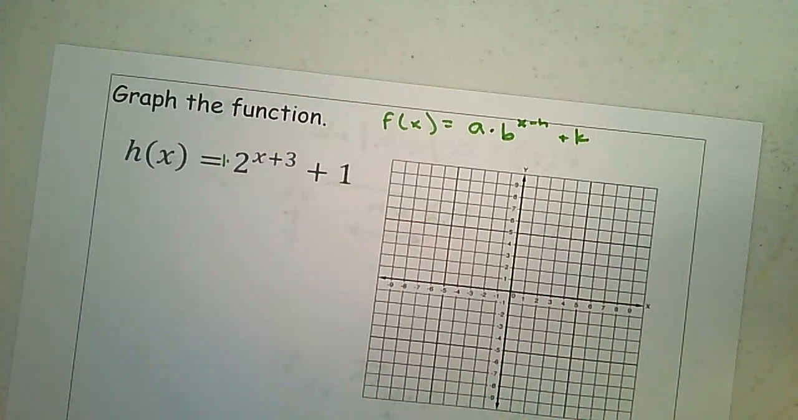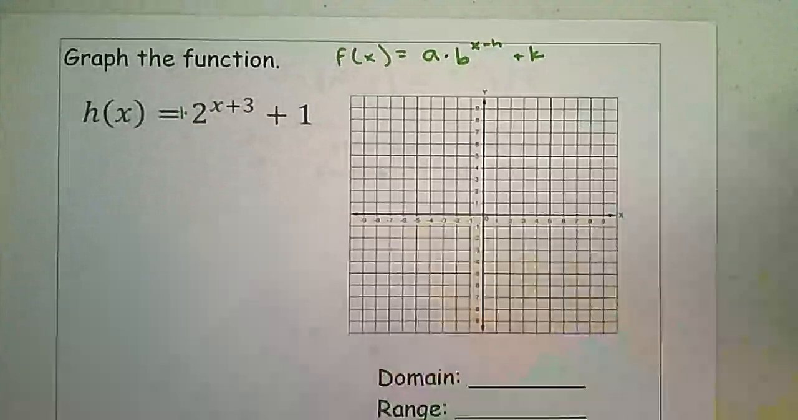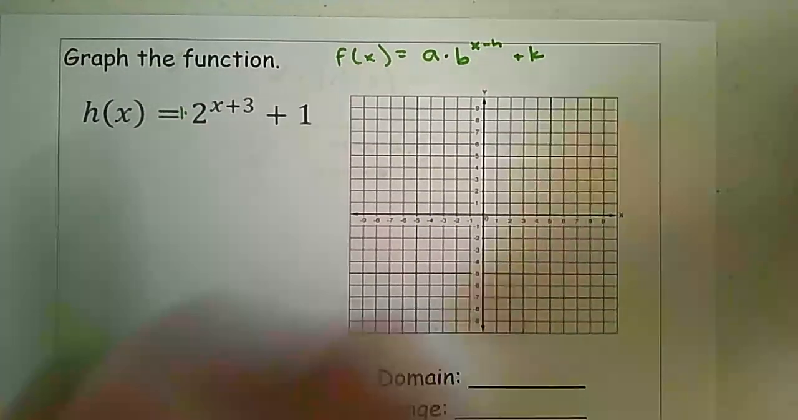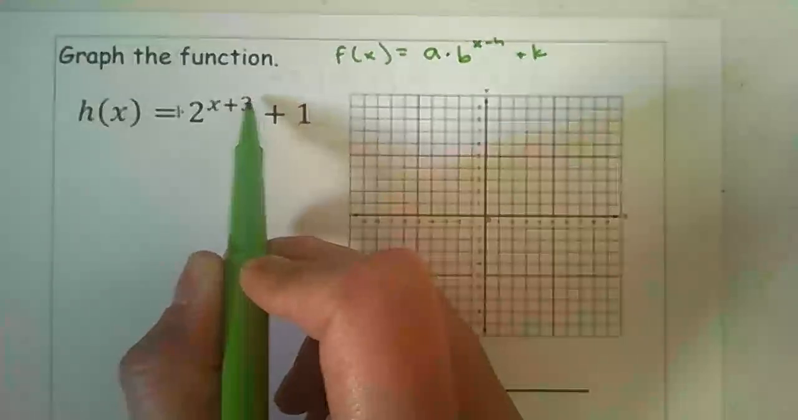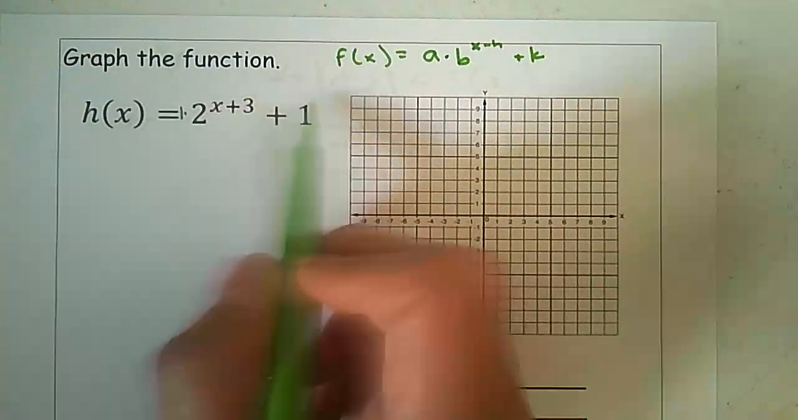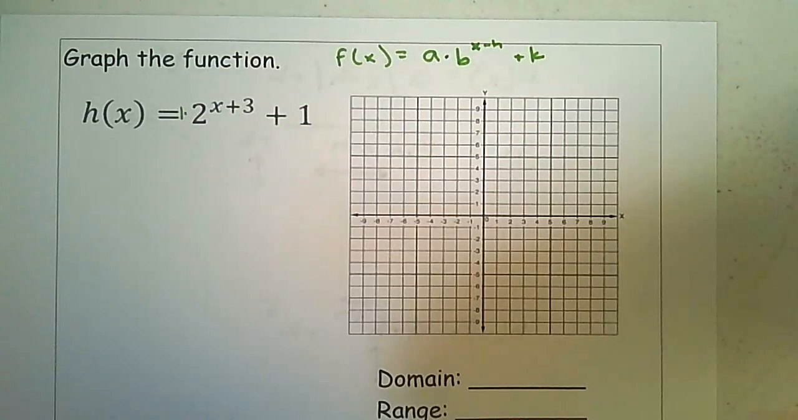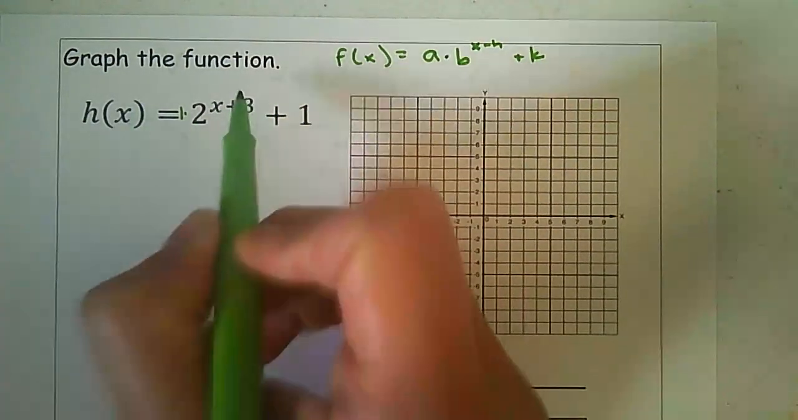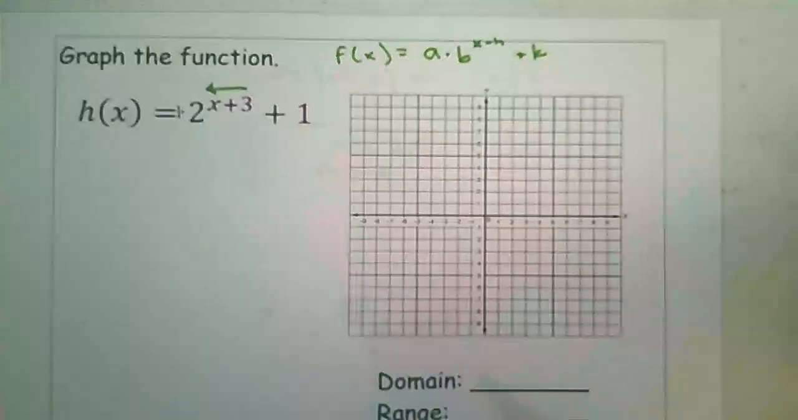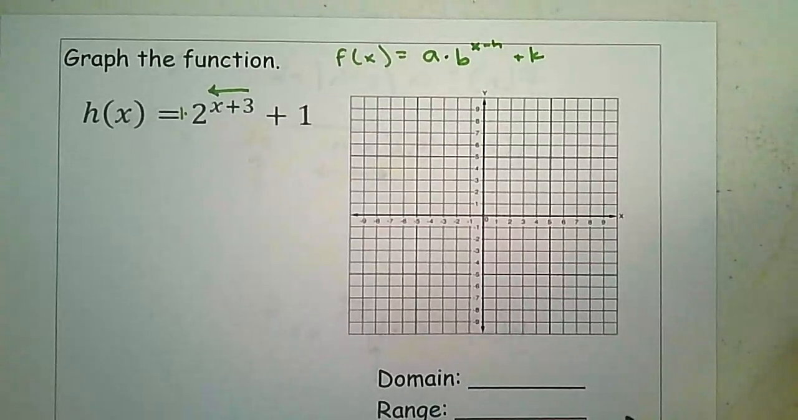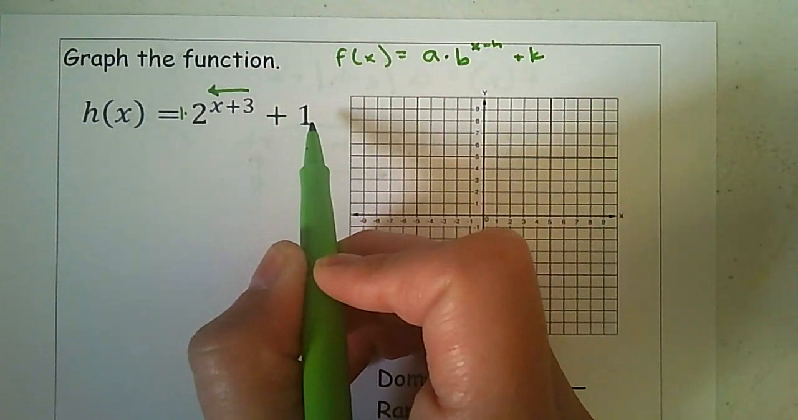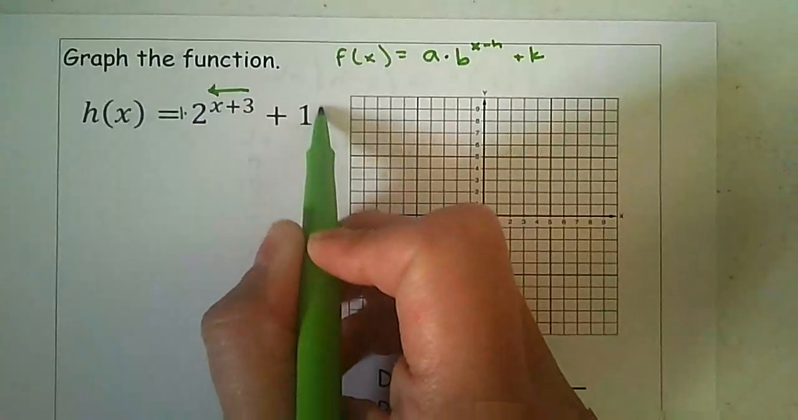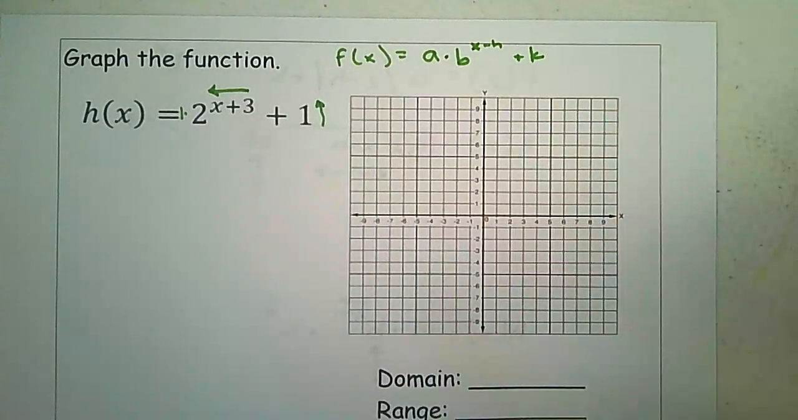All right. So first thing we are going to do, like always, is we are going to figure out our shifts. So remember, the number with the x is our h value, and that tells us our horizontal shift, opposite of what we think. So this is telling me I need to go left 3. And then my k value, my vertical shift, that, like always, is telling me I need to go up 1.